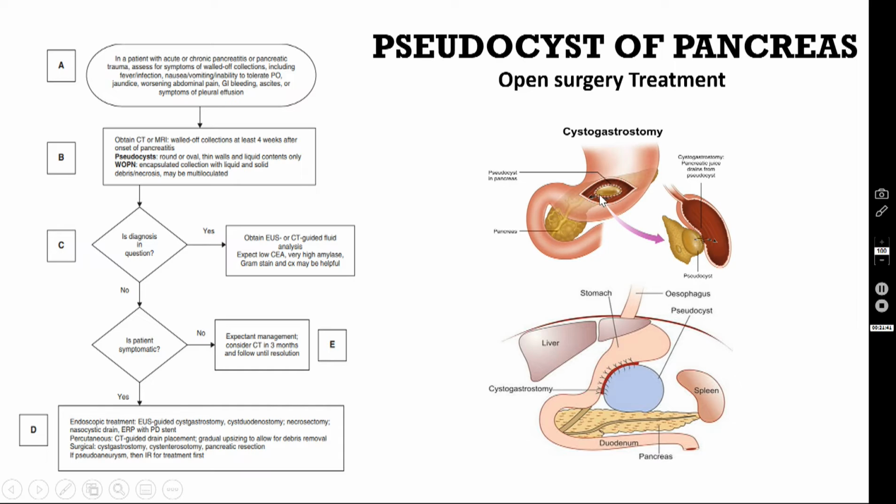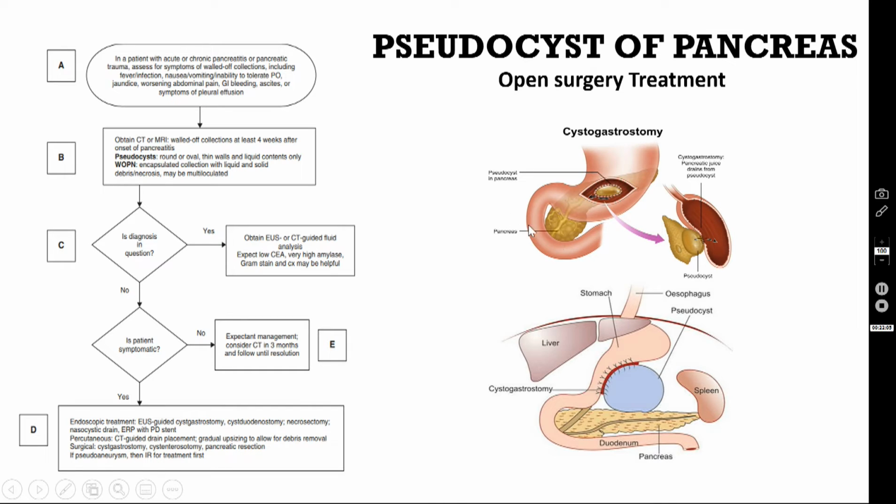That is why you have to wait for 6 weeks before doing this cystogastrostomy, because the majority of these pseudocysts will resolve spontaneously. If the cyst persists even after 6 weeks, then only you have to do this surgery. Cystogastrostomy you can do if the collection is in the lesser sac.